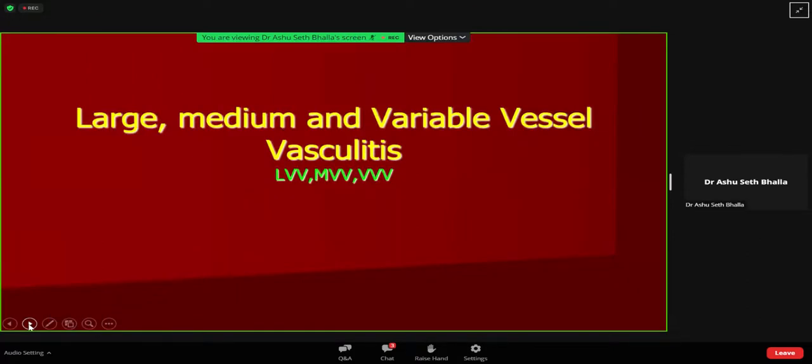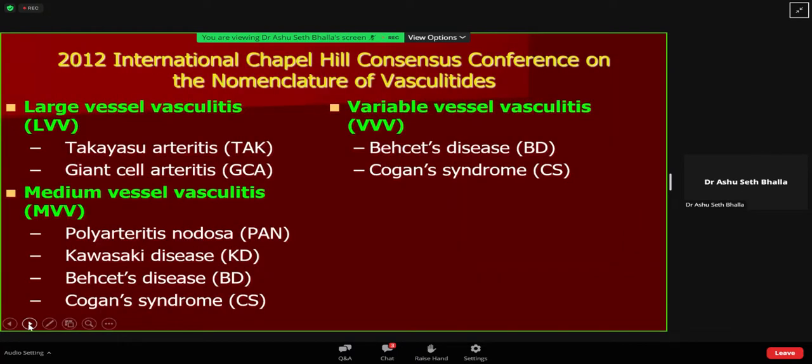Now we are finished with small vessel vasculitis. We come to large, medium, and variable vessel vasculitis. So large vessel has 2 entities to remember: Takayasu's and giant cell. Medium vessel, basically PAN, Kawasaki, and variable, Behçet, which can actually fall into both categories.